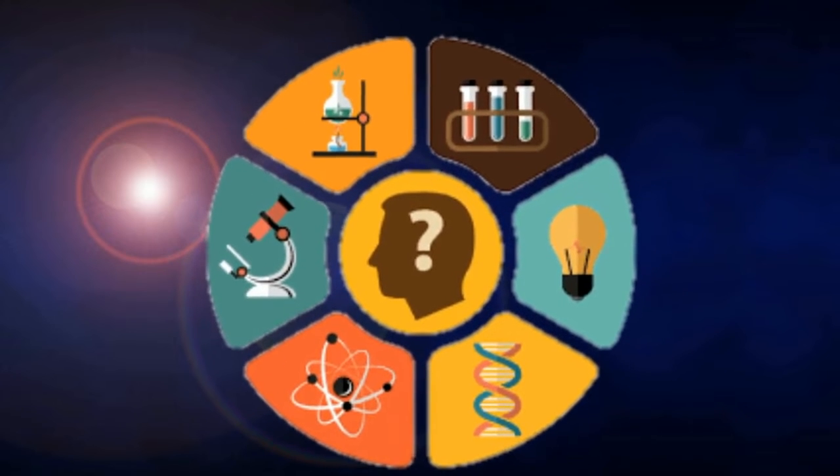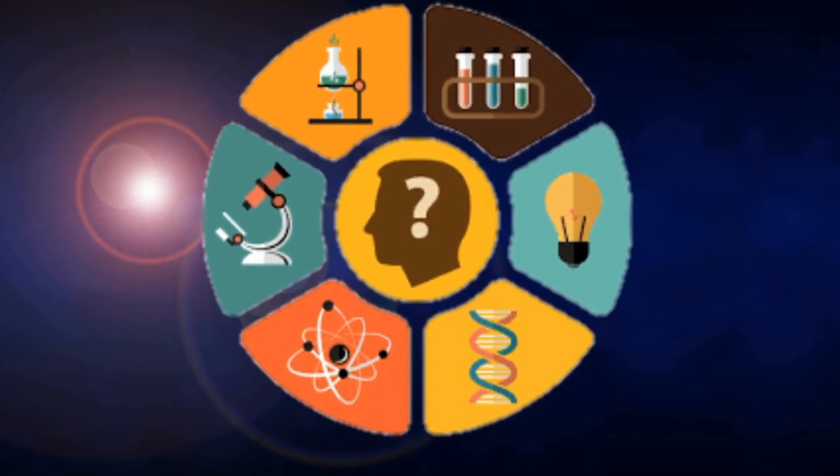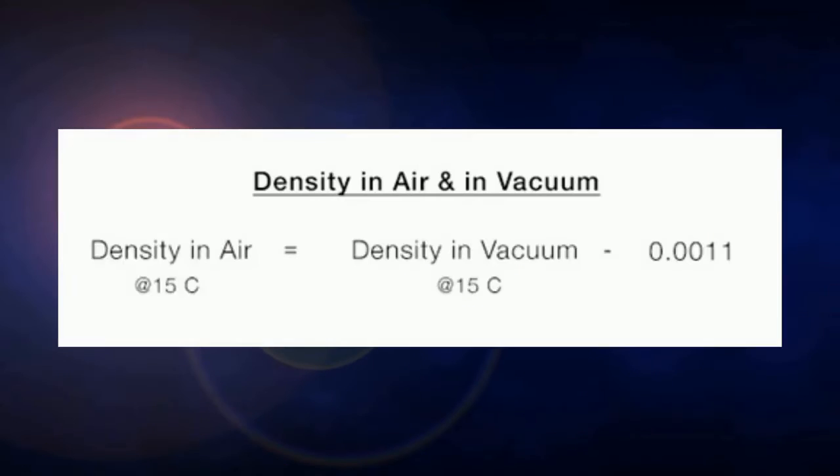There's a simple correlation when using density in vacuum and density in air. Density in air at 15 degrees Celsius is equal to density in vacuum at 15 degrees Celsius minus the value 0.0011. This value is a constant when using this calculation.